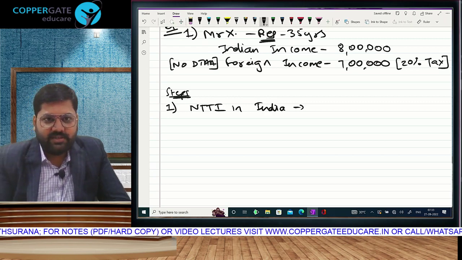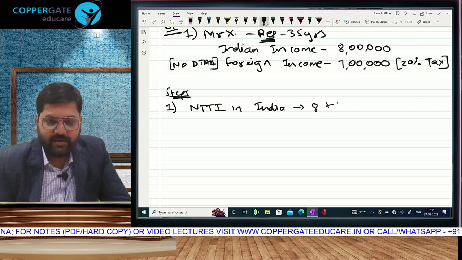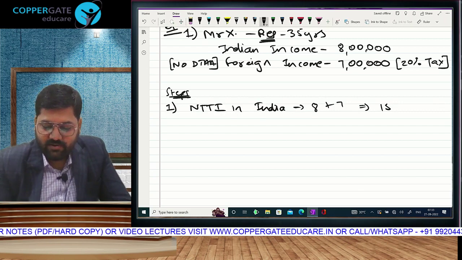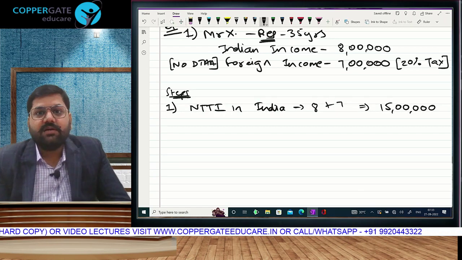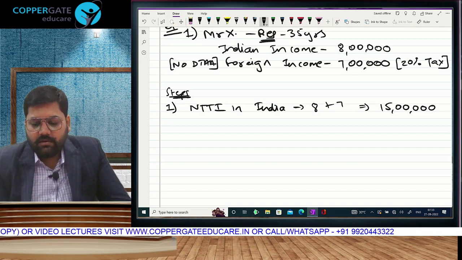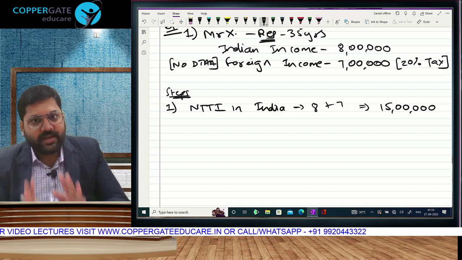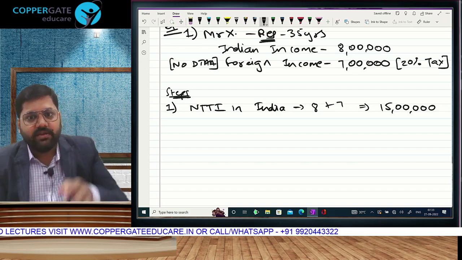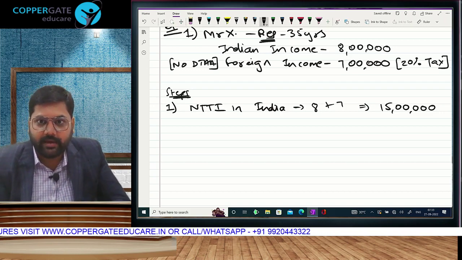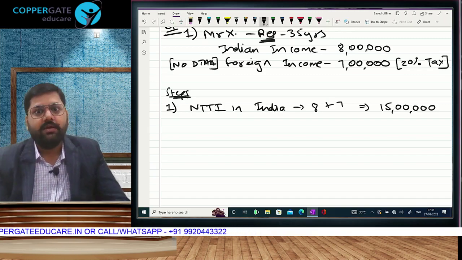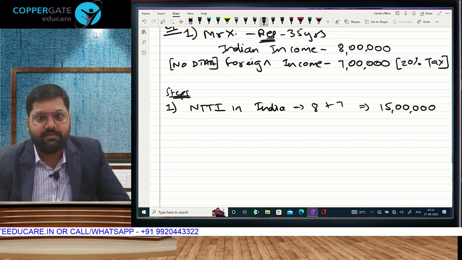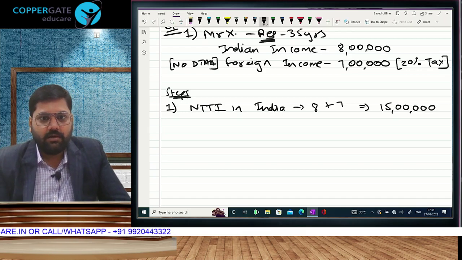Good morning, Modi ji fans. 8 plus 7. 15 lakh. Sir, why? 8 is also taxable, 7 is also taxable. Relief we will give from your tax liability. But is 7 taxable in India on the residence principle? Global income is taxable. Income will include everything. Relief we will give against your tax liability. Understood?